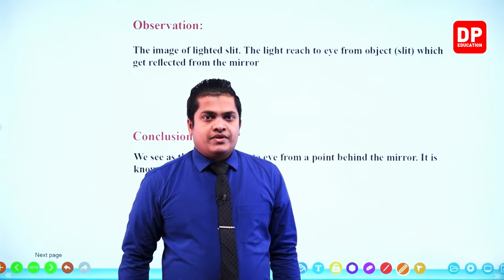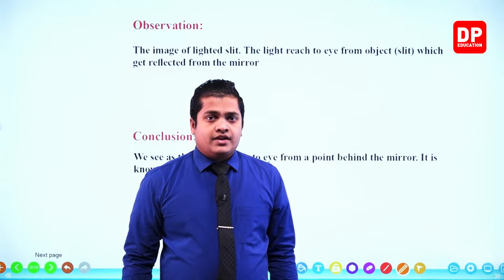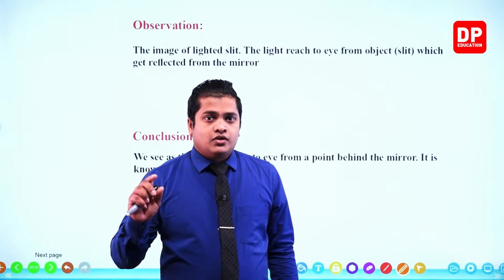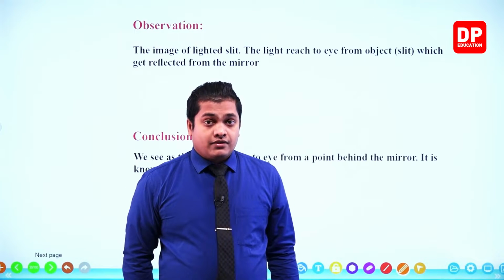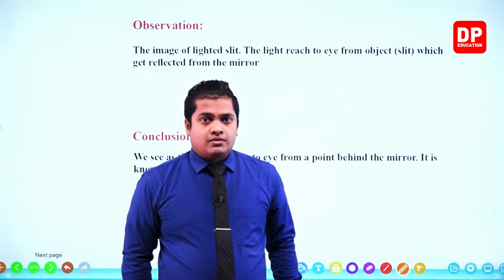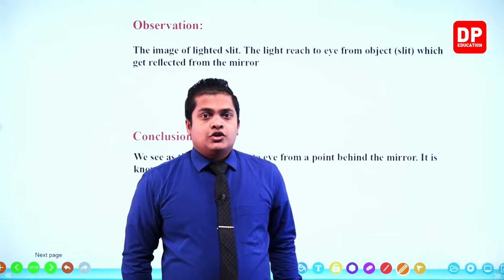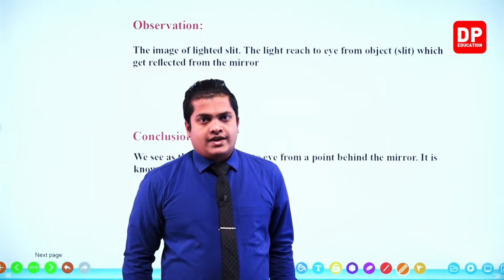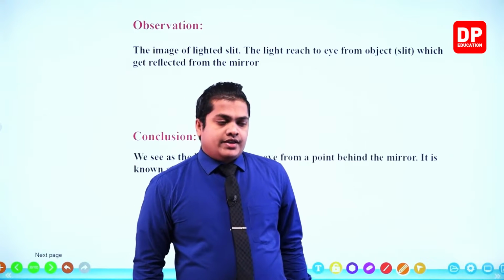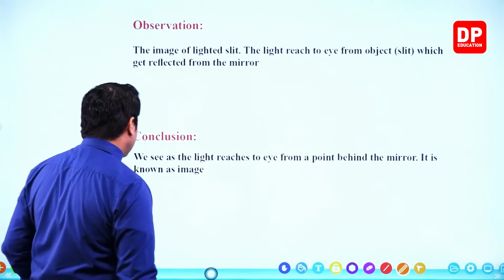That's why, my dear children, you can observe that the light is coming towards your eyes from that thing, or from the image which is created within the mirror. So this is our conclusion and the observation from the activity. Right then, now let's head on to see the next content.